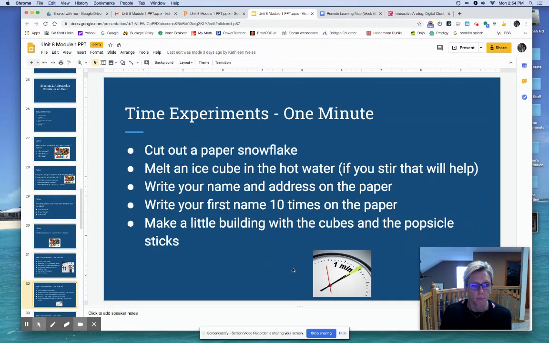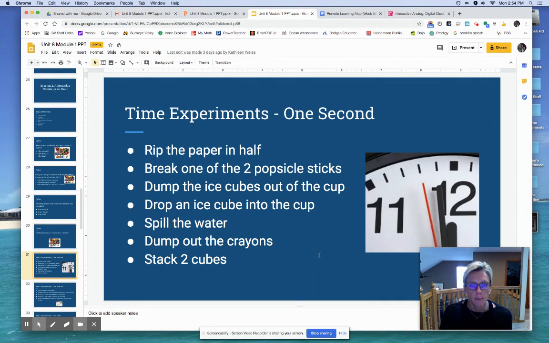Here are some other activities that you'll be able to try, if it's okay with moms and dads, that might take about a second. Ripping a piece of paper. So it's just simply taking a piece of paper and seeing how fast you can rip it. 1 second. Okay, break one of the 2 popsicle sticks. Dump the ice cubes out of a cup. Drop an ice cube into a cup. Spill water. Dump out crayons. Stack cubes. So these are some things that will take about a second.